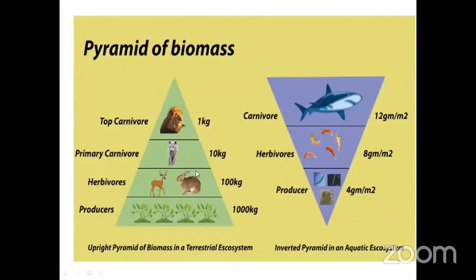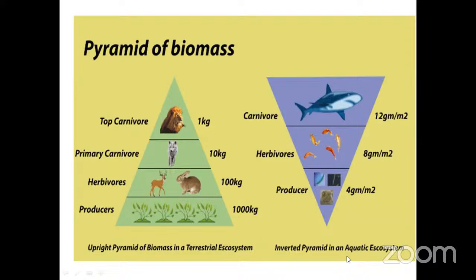And next, the pyramid of biomass. What is biomass? Do you have any idea about biomass? Simple. Biomass means the net weight of an organism. The pyramid of biomass is upright in the terrestrial ecosystem, but inverted in the aquatic ecosystem. In the same way, producers weigh 1000 kg, herbivores just 100 kg, primary carnivores 10, and then top carnivores. The number decreases, so the weight also decreases here.